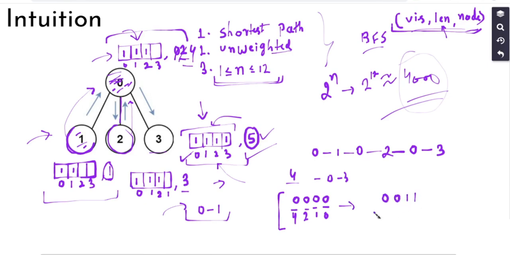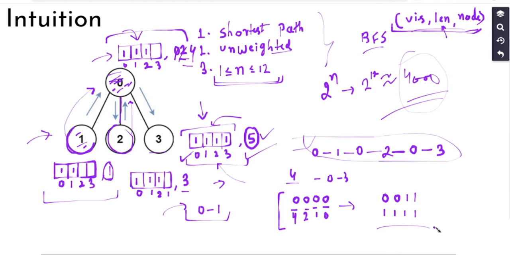That means the bits corresponding to the nodes which are visited will be set, and the bits corresponding to the nodes which are not visited will be unset. Let's say I want to represent a path like this. So this path visits all the nodes of the given graph. That means the bit mask would be 1 1 1 1. This would be the bit mask.